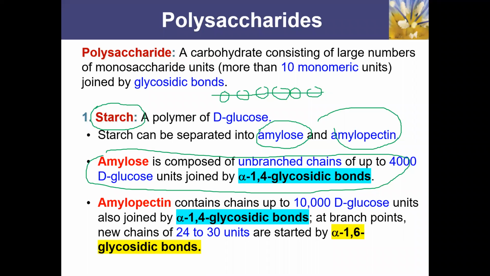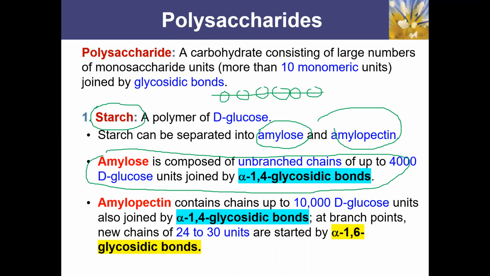Is it clear? So, unbranched, and alpha 1,4 glycosidic bonds join the two units of glucose in the amylose. That's one important thing. Okay. And then we have amylopectin.